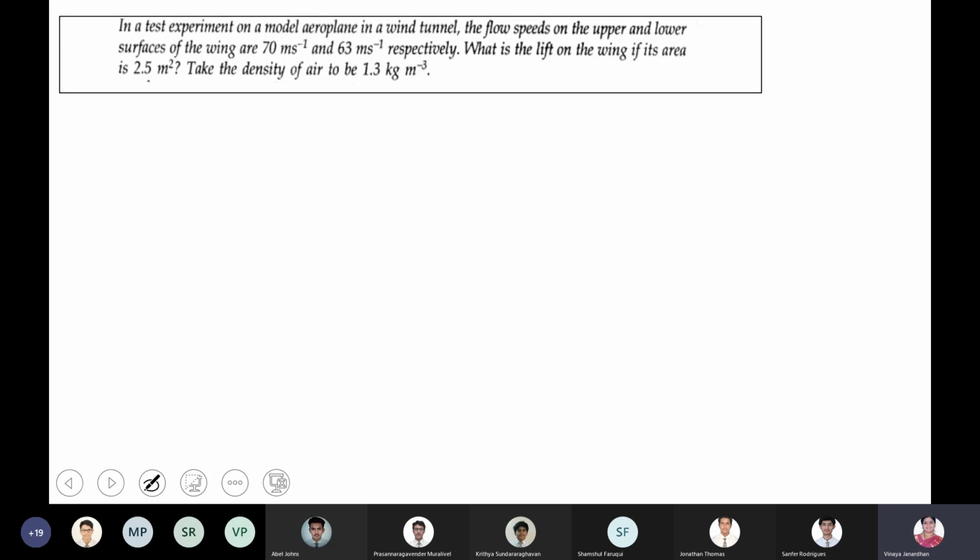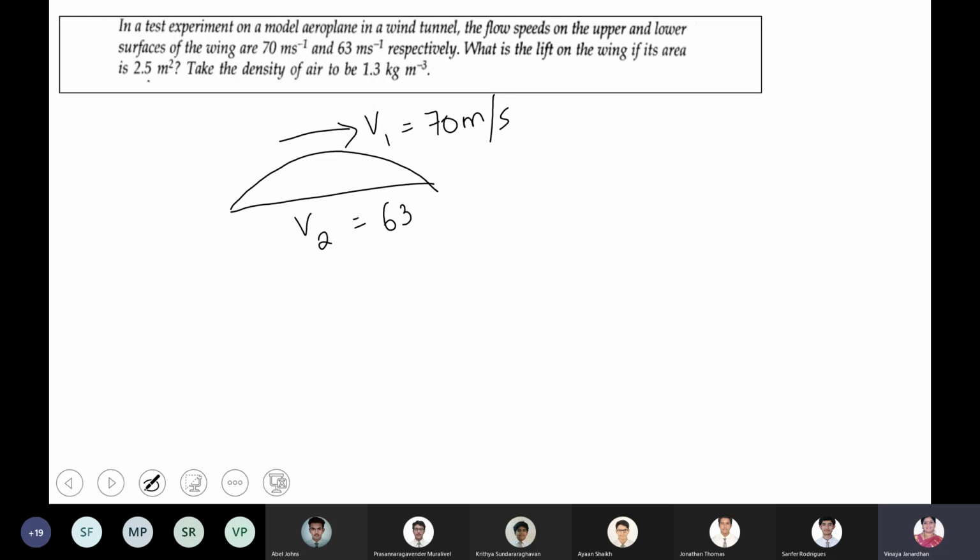Will you do this, boys? In a test experiment on a model aeroplane in a wind tunnel, the flow speed on the upper and the lower surface. Ma'am, is this a textbook question? Yes, I think so. Boys, one second. Suppose this is your model aeroplane in a wind tunnel. The flow speeds on the upper surface of the wing and the lower surface. So here what is the speed? V1 is 70 meters per second, correct, boys? What is V2? 63 meters per second.